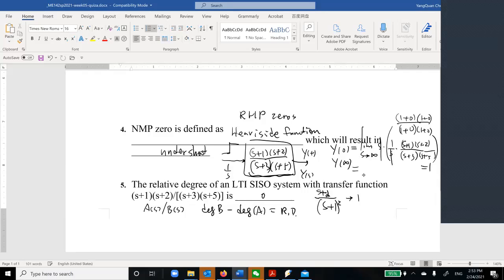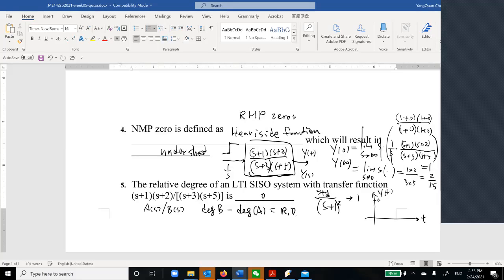So what is y infinity? You can do the same trick, but this time you need to send s to 0. You still have s times this whole thing. Then send s to 0, then what do you have? You have 1 times 2 divided by 3 times 5, so it is 2 over 15. That's y infinity. So if you draw, this is t, this is y, so this is y of t.